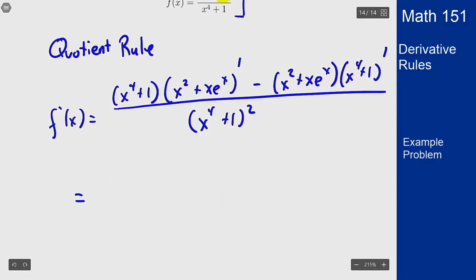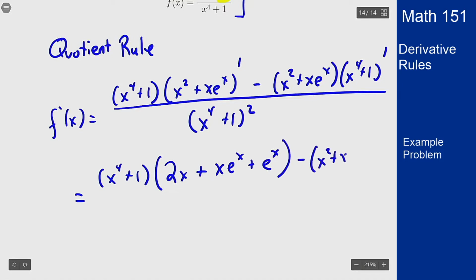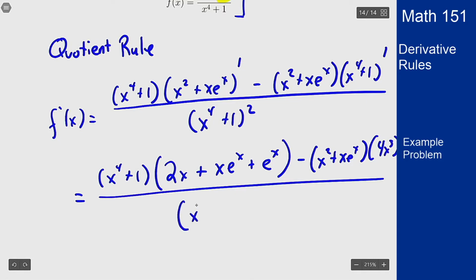So in the first part we have an x to the fourth plus 1, and then times the derivative of that part, where the next term's derivative is going to be a 2x from the x squared, and then plus a product rule on this x e to the x, which is going to give us an x times e to the x, we differentiate the e to the x term, and then plus just an e to the x, we differentiate the x, and e to the x stays the same, and then minus x squared plus x e to the x, times derivative of x to the fourth plus 1, which is just 4x cubed, all over x to the fourth plus 1, quantity squared.